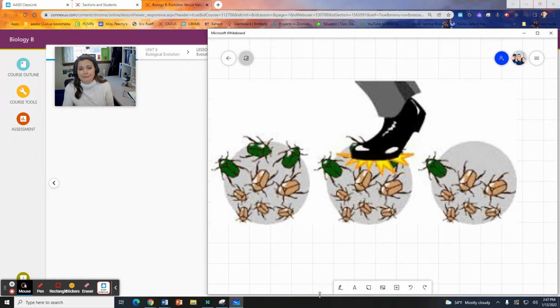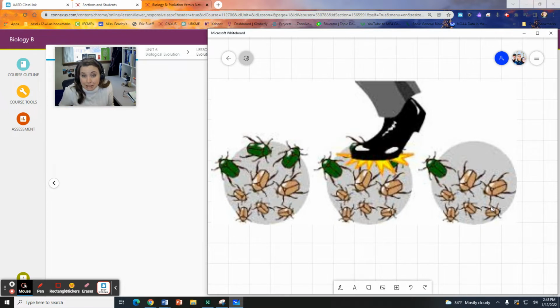Here we have a careless individual who is walking through a population of beetles. And as he walks through the population of beetles, it just so happens that he steps on more green beetles than brown beetles because the population has two phenotypes, green and brown. As you can see, there's fewer green than brown, but he steps on almost all of them. So in our next generation, what we find is a lower number of green beetles than we had previously because there's fewer green beetles that can go on to repopulate in that area.